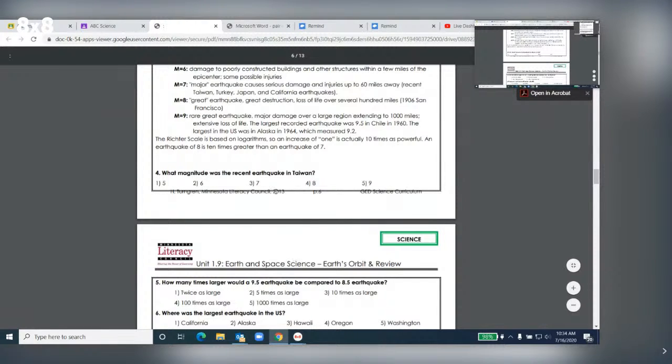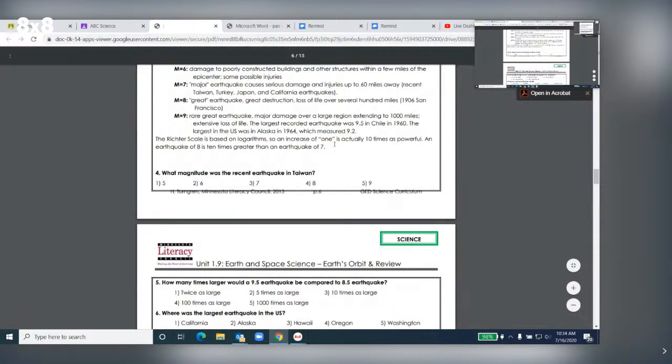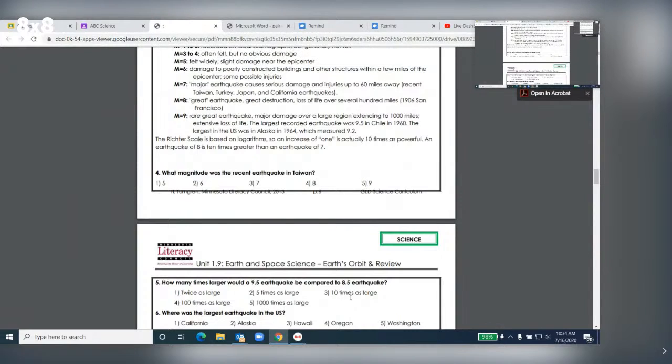So basically, that's going to be number 3. It's going to be 7. Okay. And then how many times larger is a 9.5 earthquake than an 8.5 earthquake? So it says up here, the Richter scale is based on log. So an increase of 1 is actually 10. So it was 10 times, which is 3, as large.